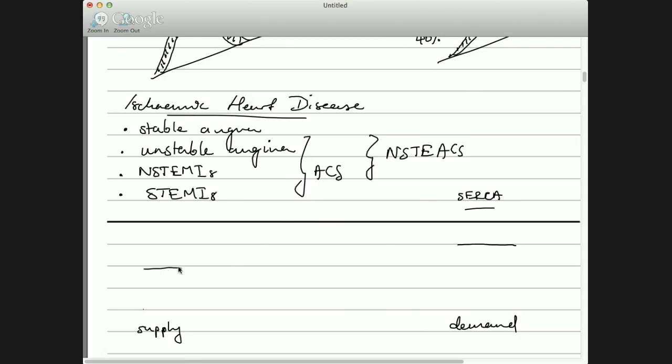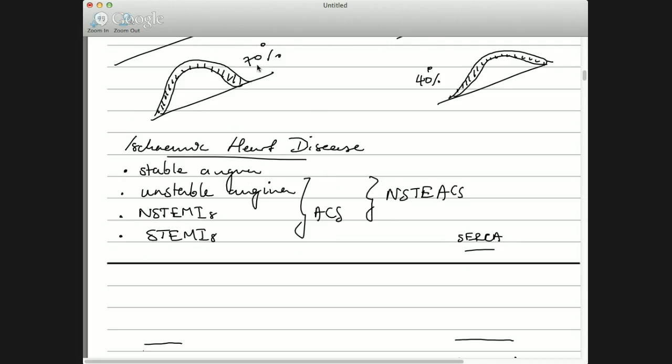Now, when you start resting, you say, oh, my chest, and so you stop and you rest. Your supply will go back to normal, and everything's hunky-dory. That is stable angina. Keep in mind, we've got a fixed plaque. So we call this demand-led ischemia. It's the increased demand that acutely causes the ischemia.